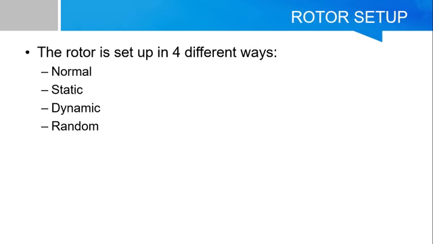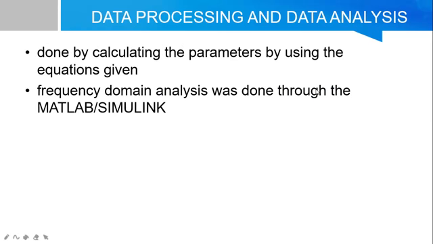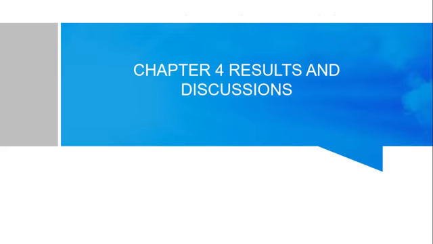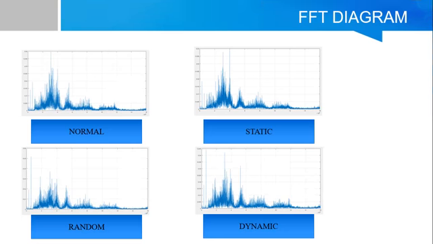Then the data processing and analysis is done by calculating the parameters using the equations given, and the frequency domain analysis was done through MATLAB Simulink. And comparison data with machine learning, which is the proper assessment and discussion, was made based on how close the comparison were, probably in a real world setting, and the comparison was made to detect the similarity in the accuracy, sensitivity, and specificity. This is chapter 4, results and discussion.